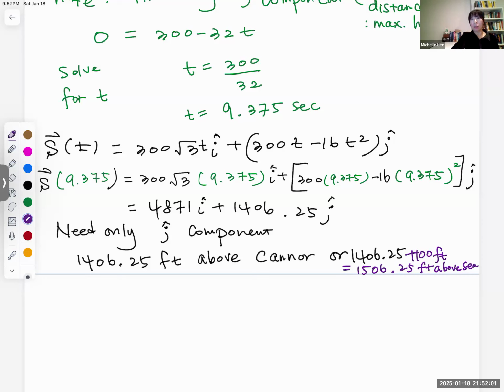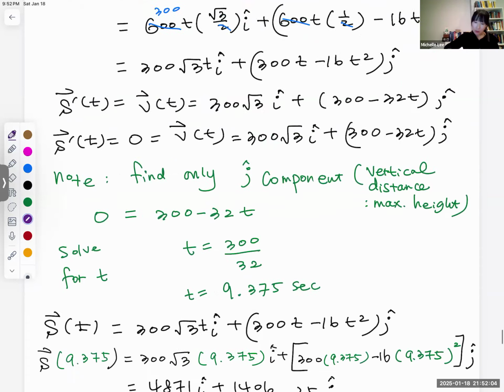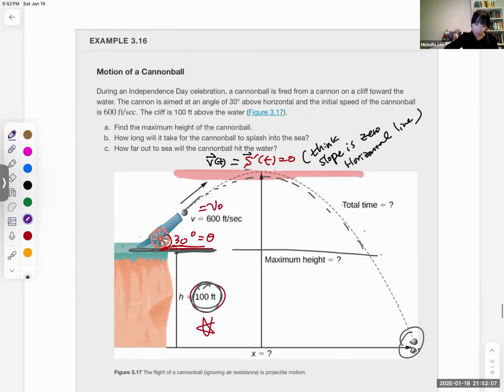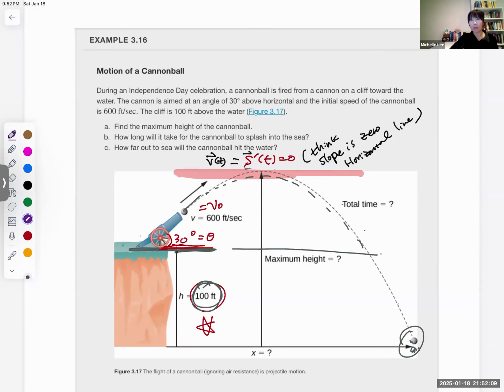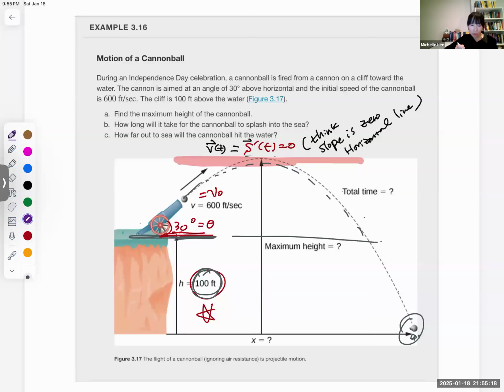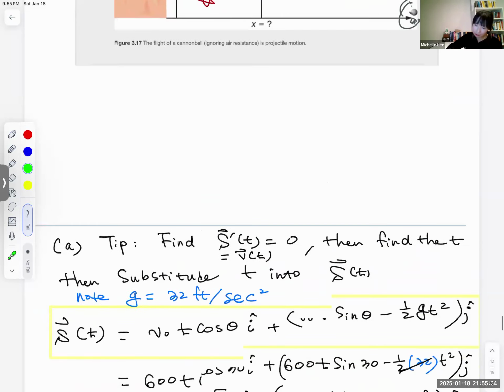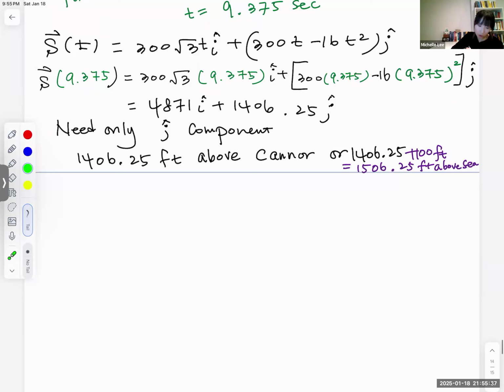Okay. Let's do the second part. In the second one we have how long will it take for the cannonball to splash into the sea, right? So we want to find the time t, right? Okay, so let's do it.